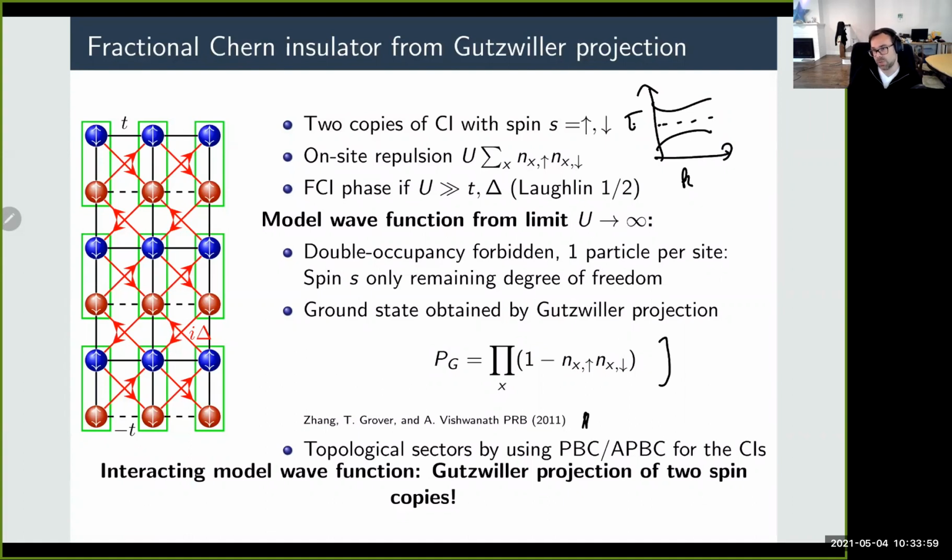You can extract lots of information from this model state. You can probe it by entanglement entropies. You can look at the topological degeneracies, for example, and see that it's exactly the same physics that you have for the Laughlin 1/2 state. Remember that we are dealing here with a spin degree of freedom.